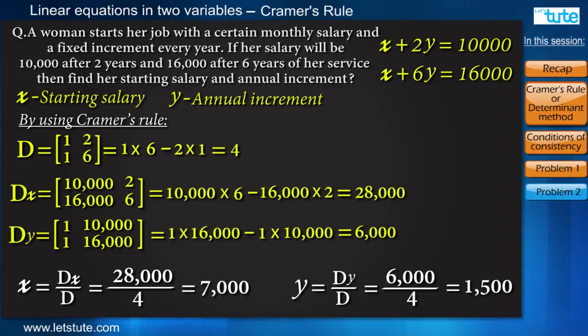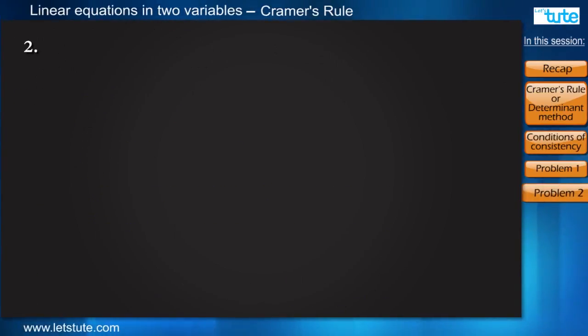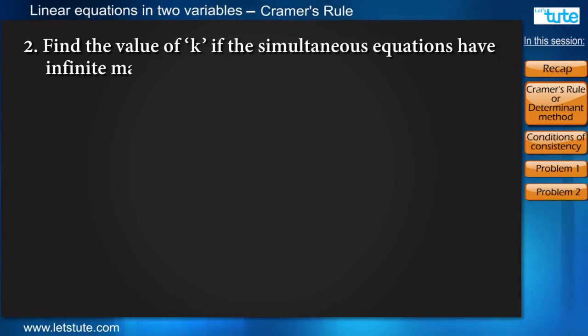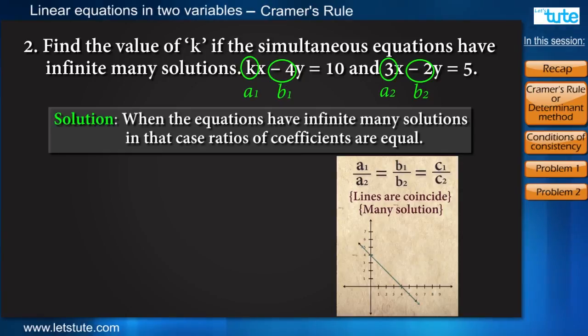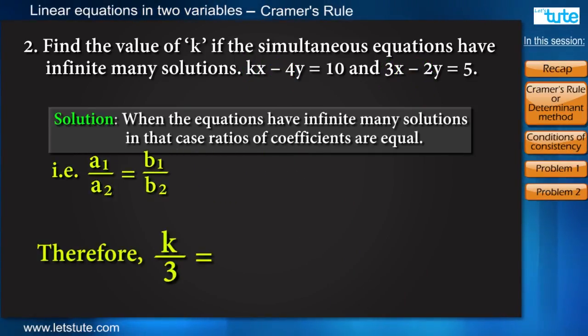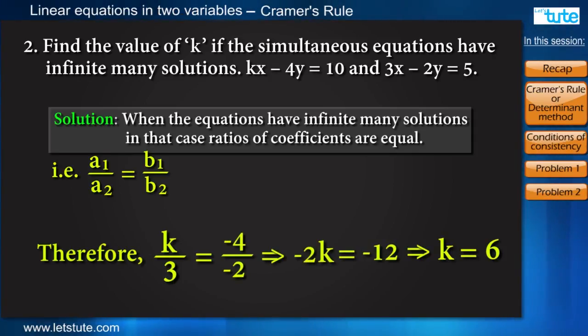So this is how we get the values of x and y, which are her first salary and increment respectively, by the method of determinant or say Cramer's rule. Now let's solve the second question. Find the value of k if the simultaneous equations have infinitely many solutions. We know that when the equations have infinitely many solutions, in that case the ratios of the coefficients are equal. That is, a1 by a2 will be equal to b1 by b2, and therefore we can write k by 3 equals minus 4 by minus 2. On simplifying, we will get k equal to 6.